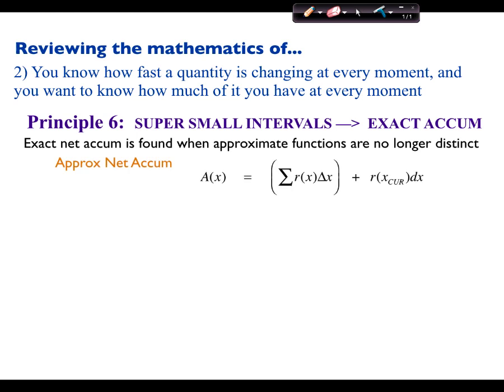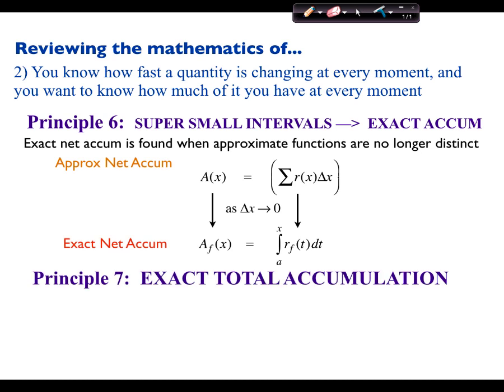So our approximate net accumulation function, there it is. As delta x goes to 0, see that? What happens to the little partial interval? When everything is small, it becomes like the last complete interval. So it goes away. And then our exact net accumulation function has this new notation, different notation because the intervals are so small now they're adding together. Because they're so small and there's so many of them, we have this different notation, integral notation. And that's our exact net accumulation function.